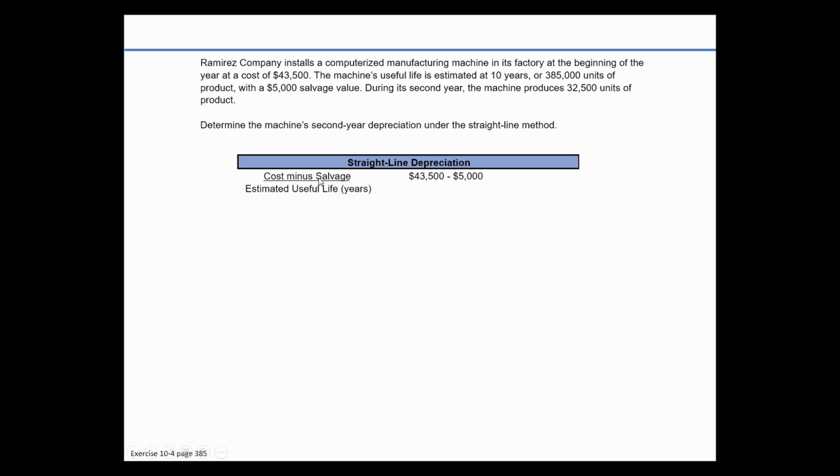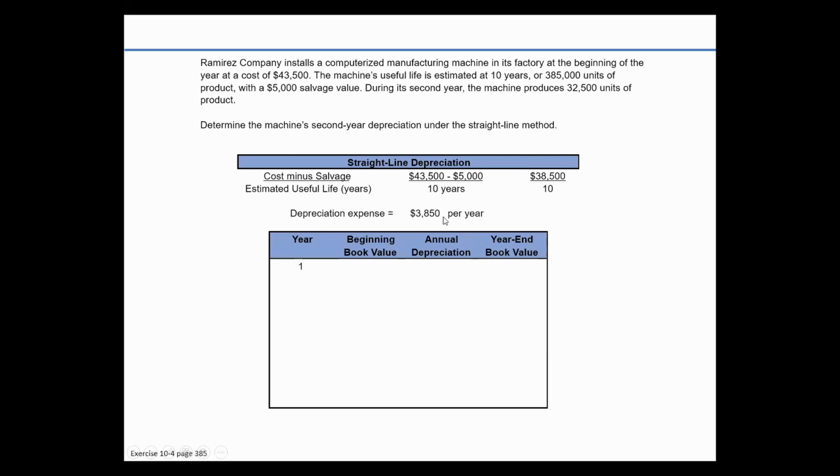So the cost minus the salvage, the machine cost us $43,500. We said it had a $5,000 salvage value. So we'll divide that over 10 years. And so we see here that the depreciation per year is $3,850. So you can create a table like this.